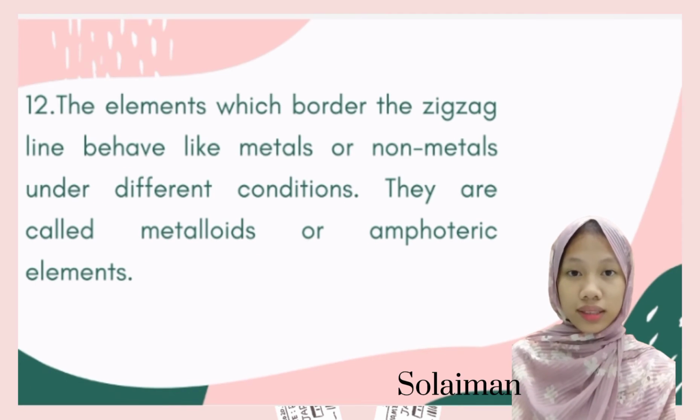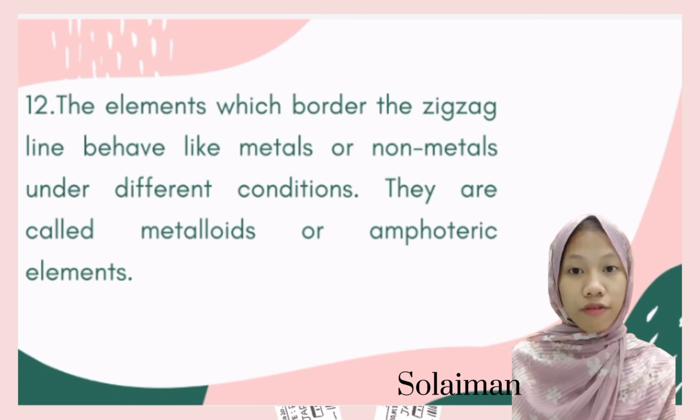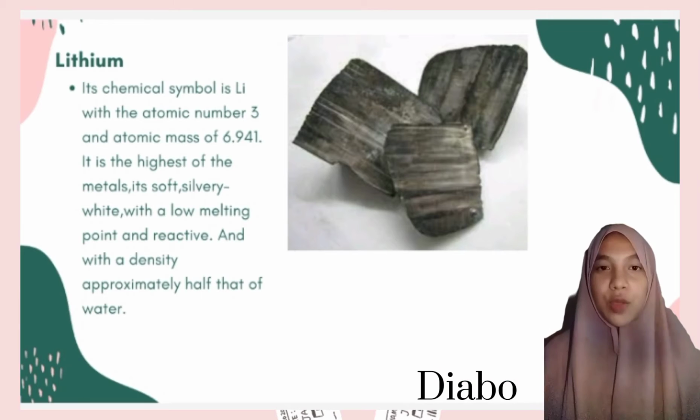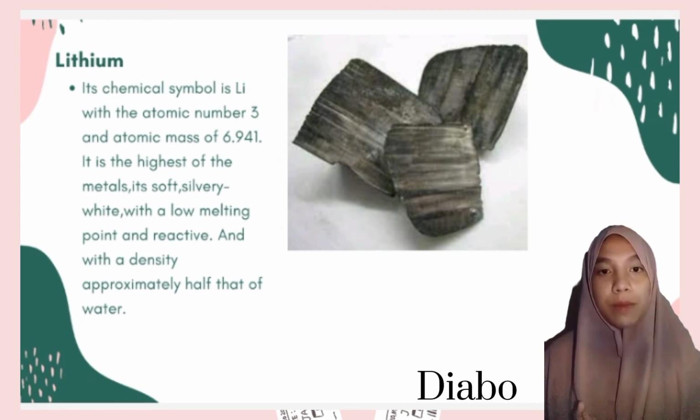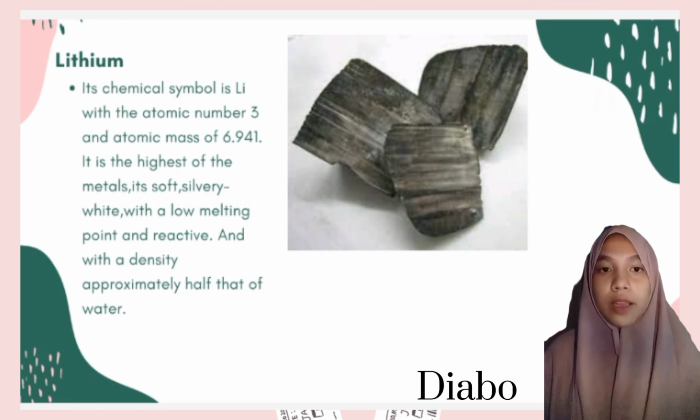So the last one is the elements which border the zigzag line behave like metals or non-metals under different conditions. They are called metalloids or amphoteric elements. So the first 20 elements, starting with lithium and proceeding from left to right, row by row, in order of increasing atomic numbers. So the first element is lithium. Its chemical symbol is Li, with an atomic number of 3 and atomic mass of 6.941.